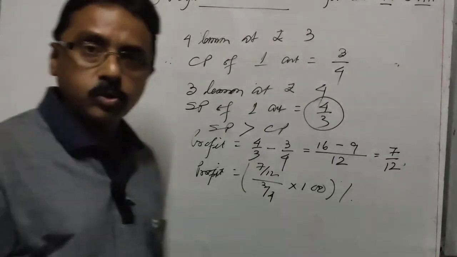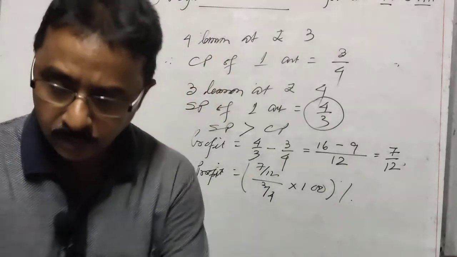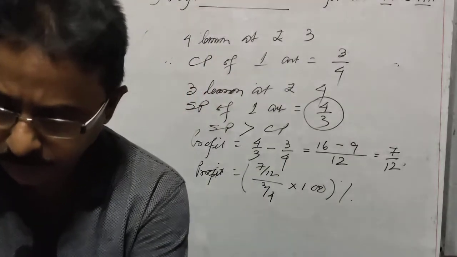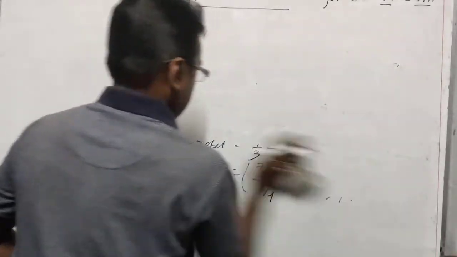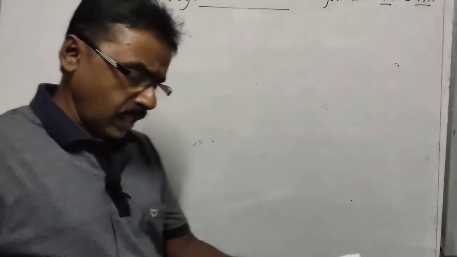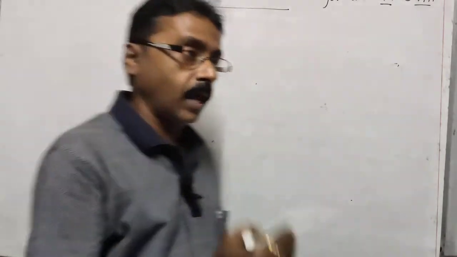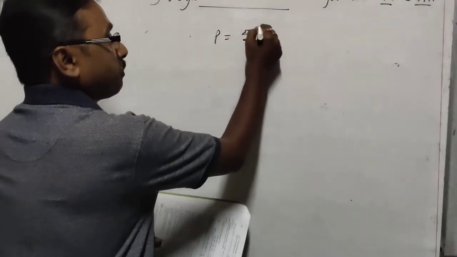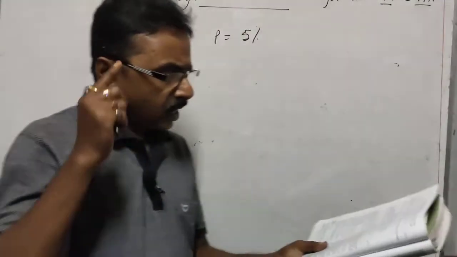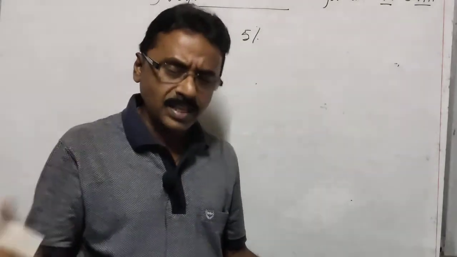Okay, now I am going to explain you another type of sum. A man sold a bicycle at 5% profit. That means profit percent is given, 5%. If the cost had been 30% less, what is the cost?